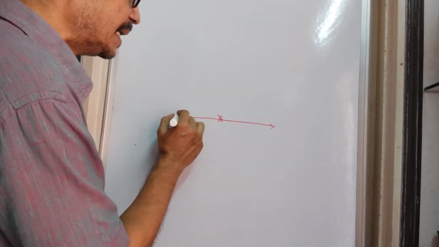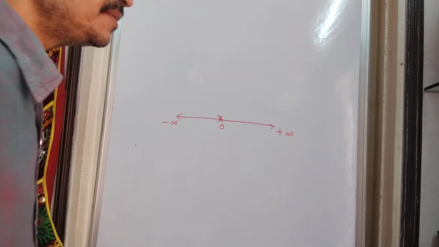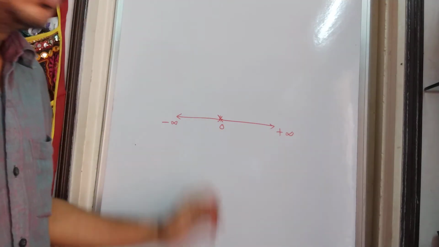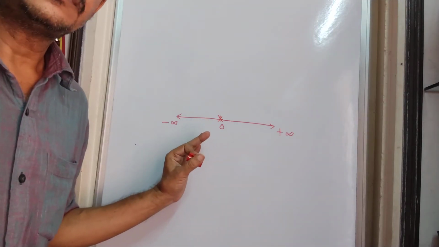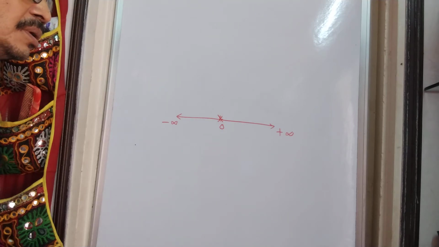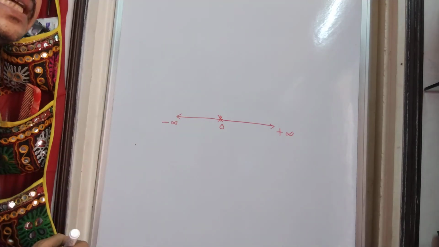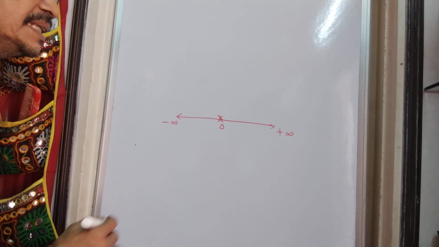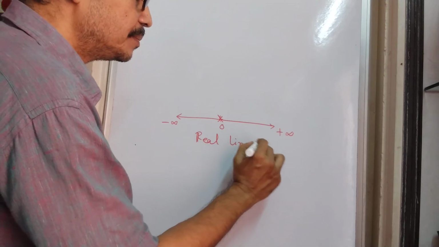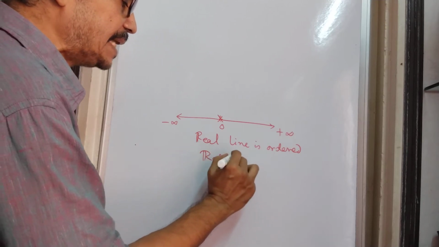We all know that the real line is extended from plus infinity to minus infinity, centering on the special value 0. This is termed as origin. Now we would like to say one or two words about the properties of this real line. We all know that the real line is ordered. We have Peano's axiom. We all know that the real line is dense.